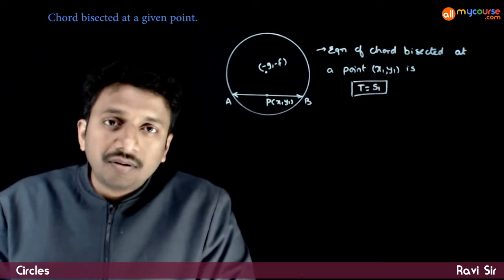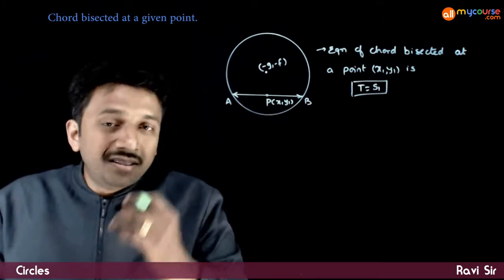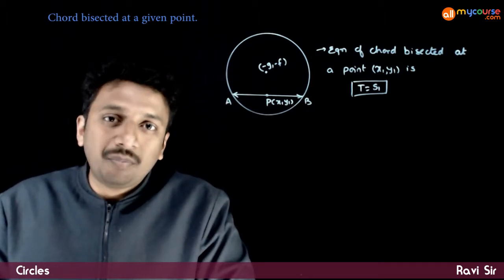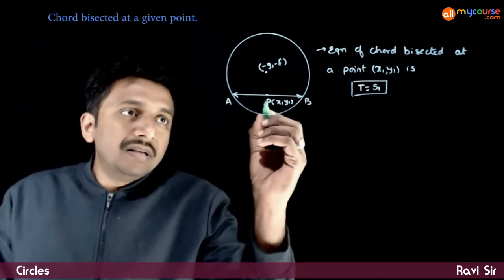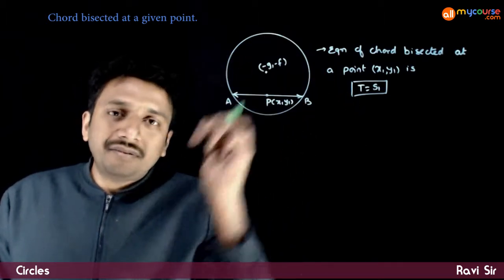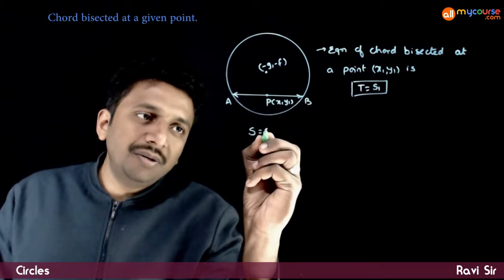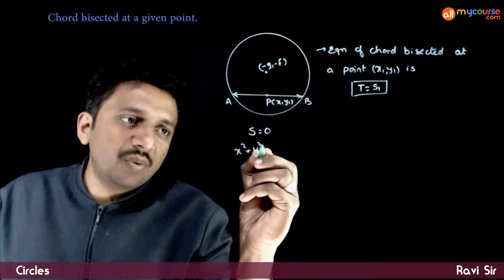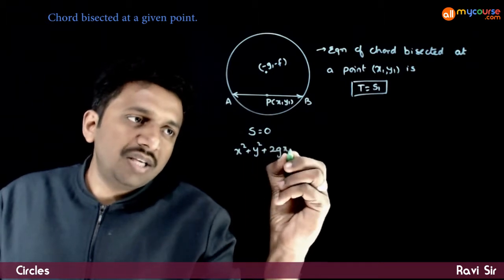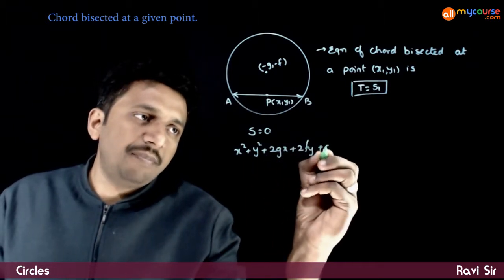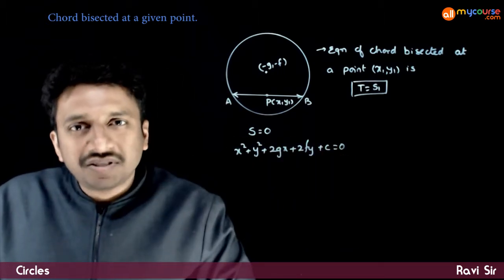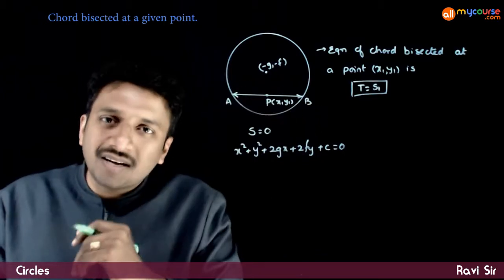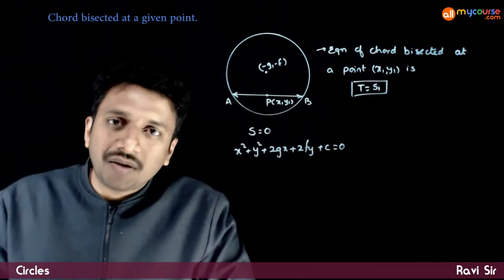Welcome students. In this video, let us look at the equation of the chord bisected at a given point x1, y1. So let us say that you have the circle S is equal to 0, that is x square plus y square plus 2gx plus 2fy plus c is equal to 0. You have a general circle, and you have a point x1, y1 somewhere inside this circle.